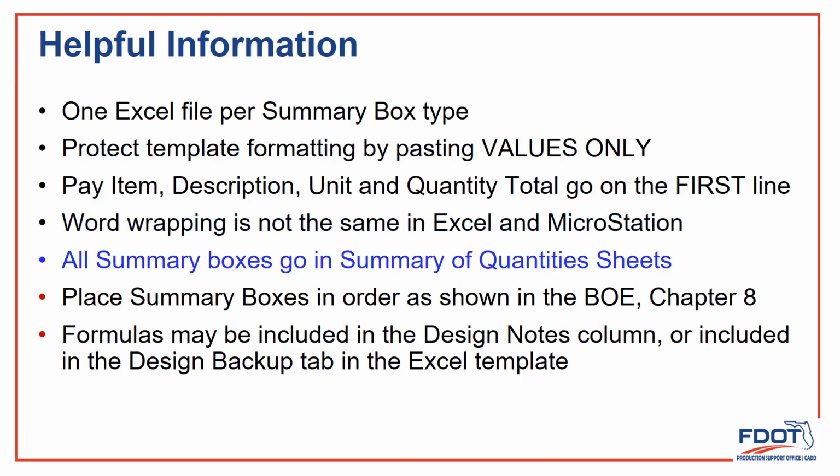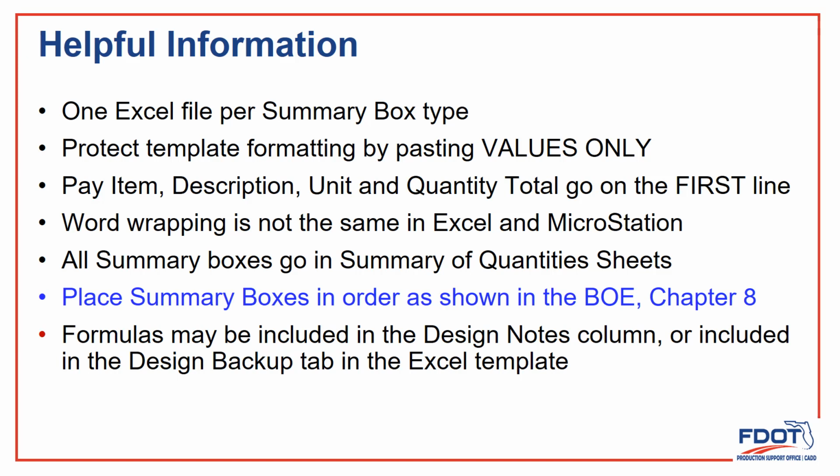It almost goes without saying, but all the summary boxes go in the summary of quantity sheets. Some of the summary boxes used to be scattered throughout the plan set, but that is no longer allowed. Now they're all kept together in the summary of quantities, with the exception of the summary of drainage structures. The Basis of Estimates, Chapter 8, has a complete list of the summary boxes.